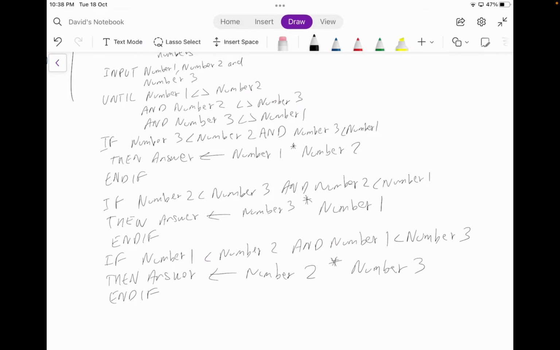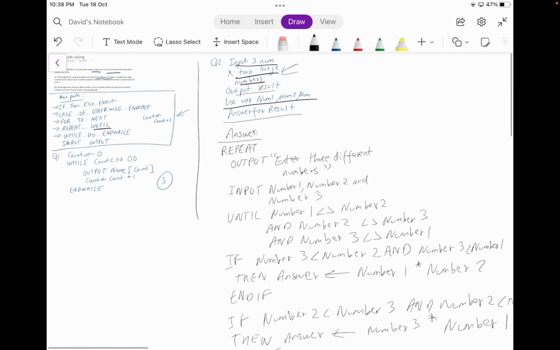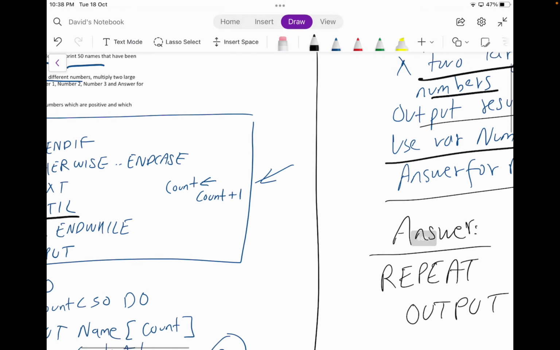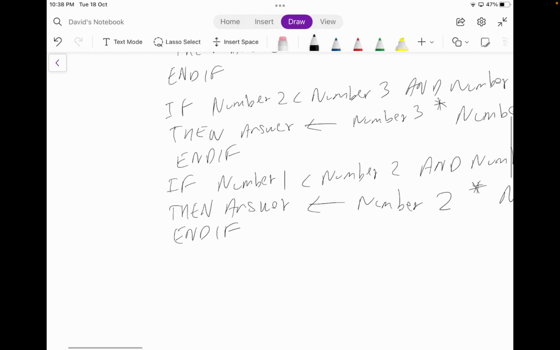Once you write END IF, if you look at the question, it asks us to output the result. So since this is to output the result, what we have to do is write OUTPUT answer is equal to, comma. Let's just put a nice comma there. That's going to be answer. This is going to be a variable.